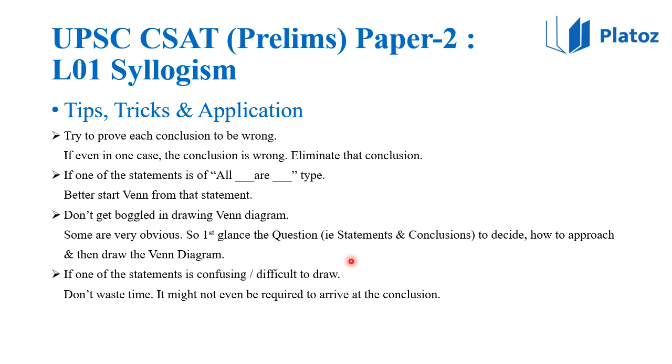Then if one of the statements is confusing or difficult to draw the Venn diagram, please don't waste your time on it. Some of the statements might not even be required to arrive at the conclusion, or you might not even require to draw them. So be careful on this, especially in the case of UPSC CSAT Paper 2.